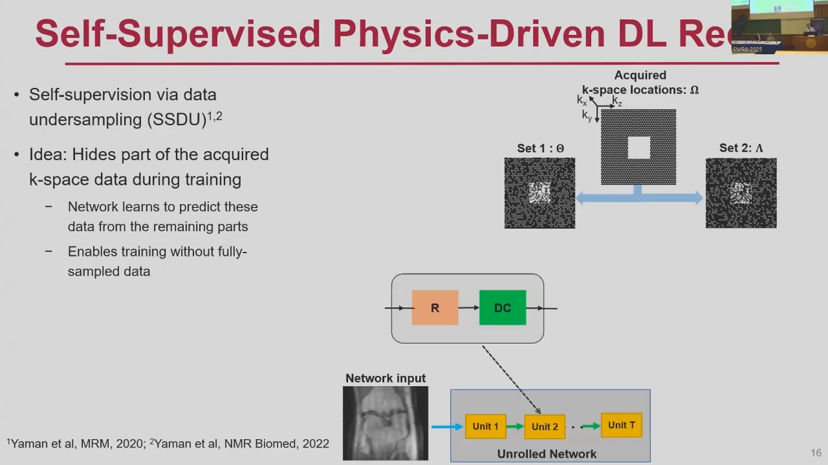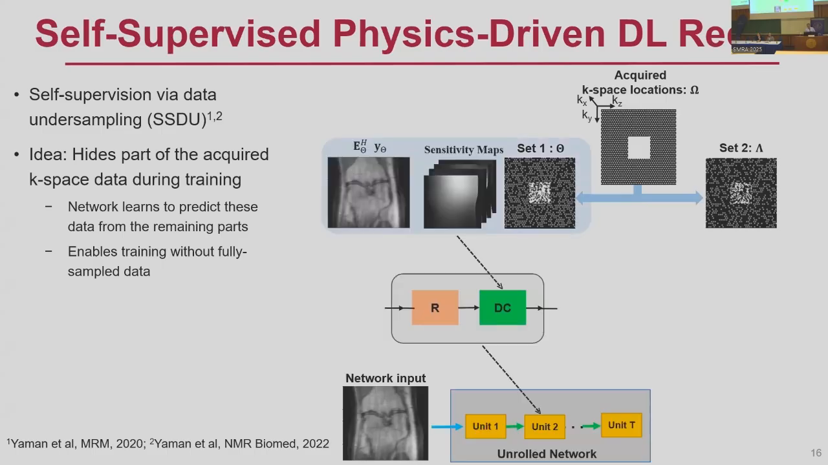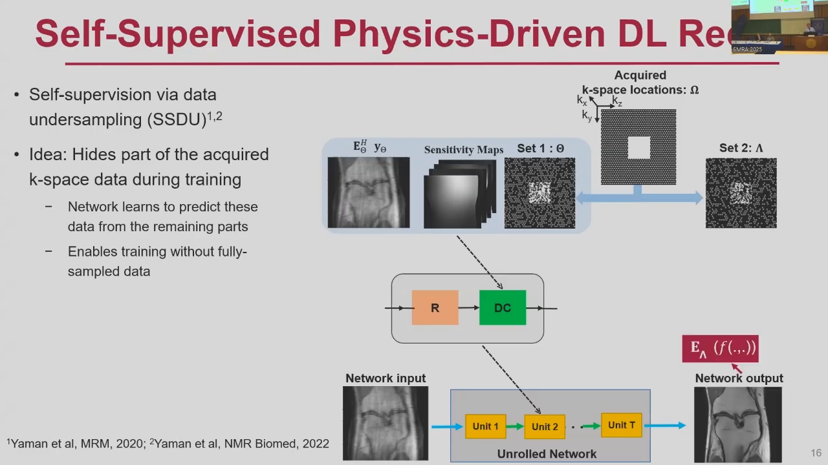So I'm going to have a knee image there, but you can apply it to any organ as well. This goes into the data fidelity unit that I talked about earlier. That has some physics knowledge in it, and this is what we call physics-driven networks. Then you get the output, compare that to the part you kept hidden, and update your network parameters based on that.